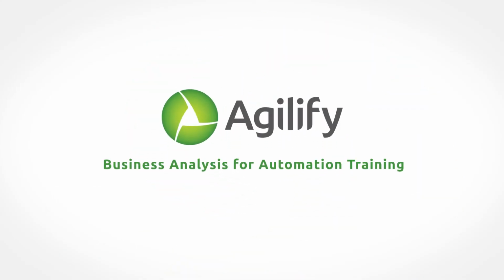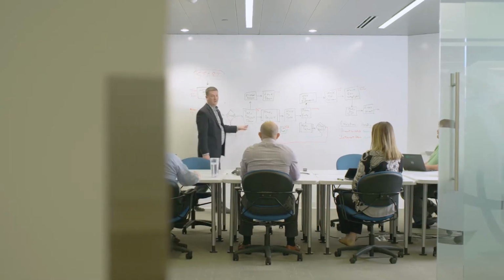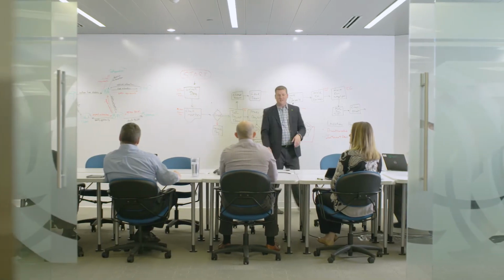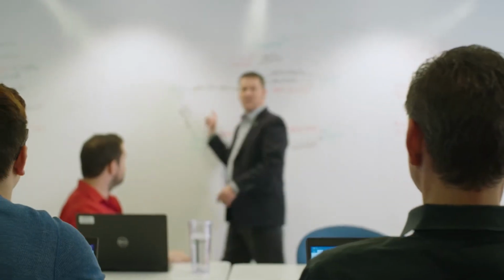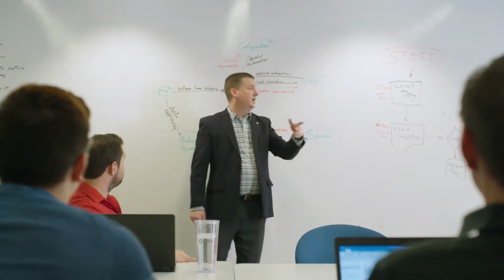In business analysis for automation, we use a visual requirements capture. So we're using process flows. We're creating pictures of the process and capturing the requirements of the current state process. We can see how the process flows, and then we can put the automation into that process flow.